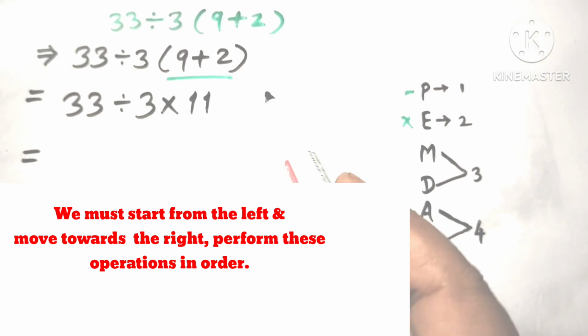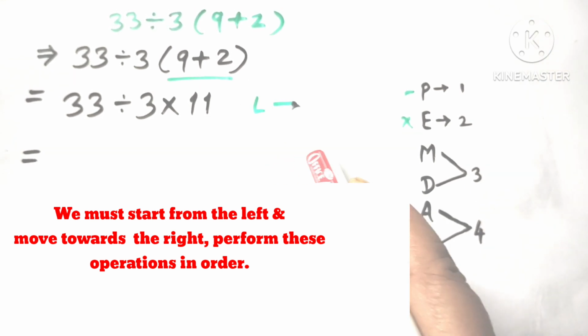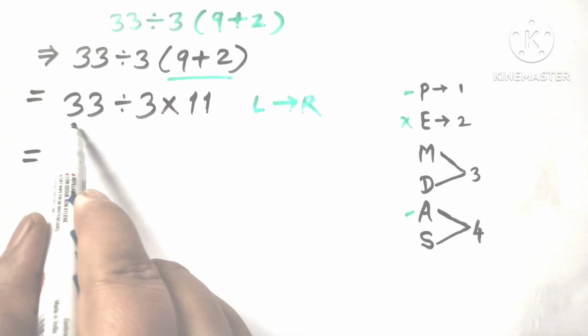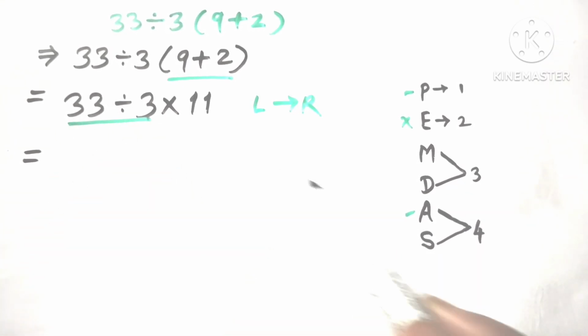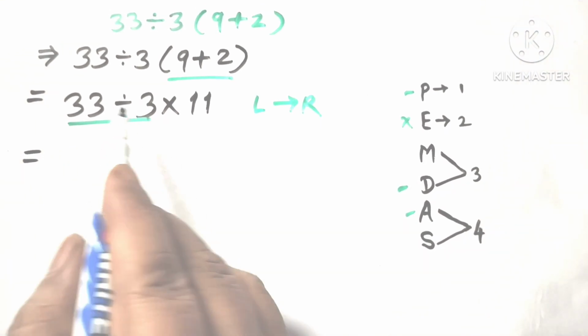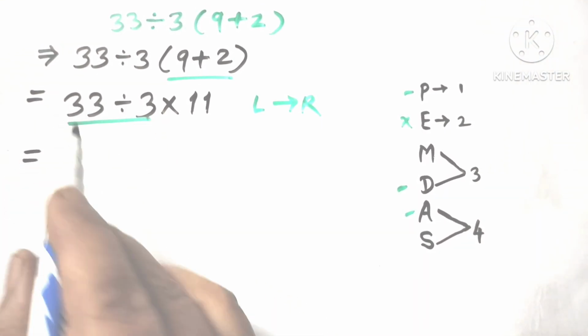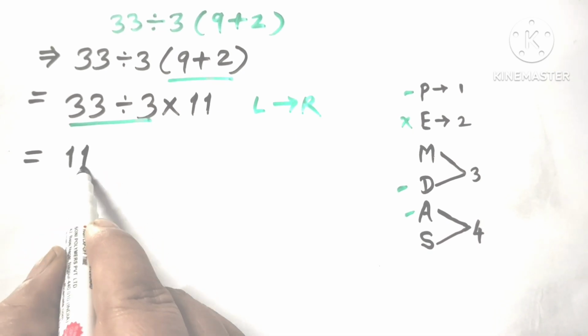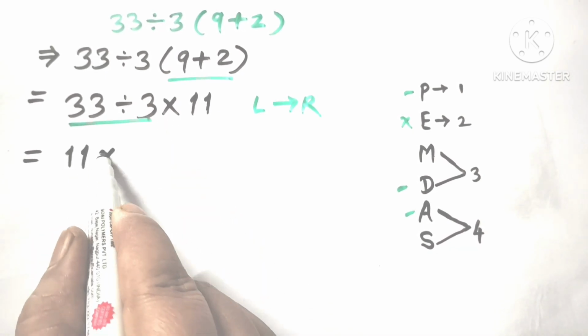We must start from the left and move toward the right. Perform these operations in order. We do the division between 33 and 3, which is 11, times 11.